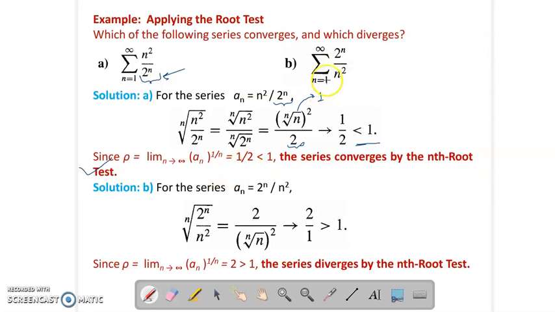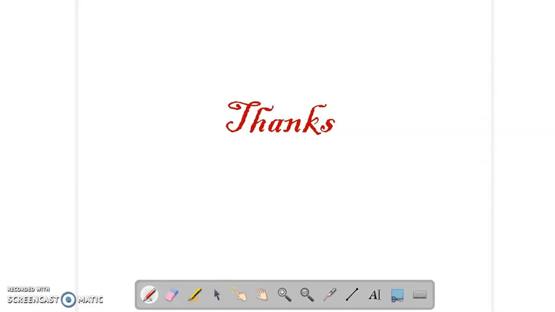See next. Summation n going from 1 to infinity, 2 to the power n by n square, just the reciprocal of this one. The nth term is the reciprocal of the nth term of this series. So the nth term is 2 to the power n by n square. Taking the nth root of this gives 2 upon the nth root of n, whole square. So when you take the limit, this tends to 1. So this is 2 by 1, which is greater than 1, and hence we can conclude divergence by the nth root test. That's it. Have a nice day.